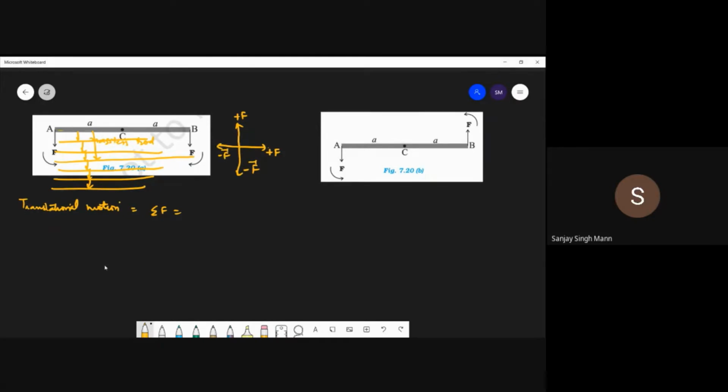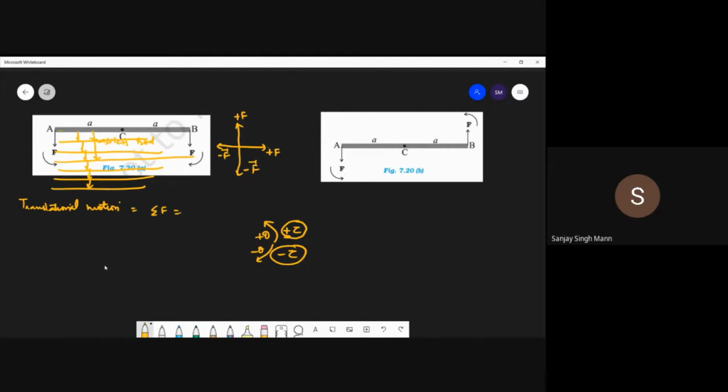And about rotational motion, you have only two possibilities. One is this, which is plus theta, and this is minus theta. I told you that this is plus tau, and this is minus tau. Okay, so we have already discussed it. Only two possibilities: if it is anti-clockwise, positive; if it is clockwise, negative. These are the only two things that you need to see.